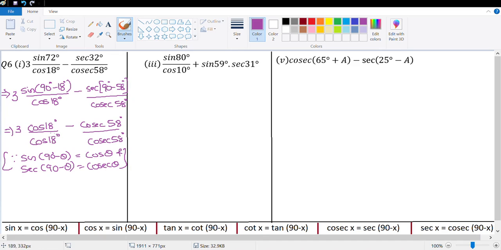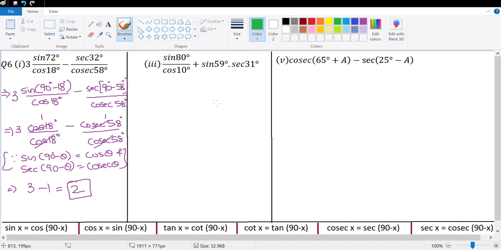So the numerator and denominator are the same, so this gets converted to 1. This is the same, so this is 1. So 3 into 1, that's 3, minus 1, which is equal to 2. So that's my answer. Next question. The next question we do is question number 6, part 3.